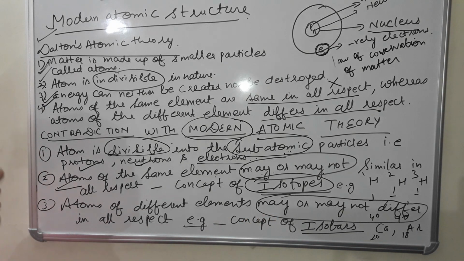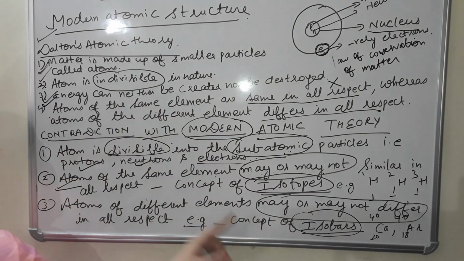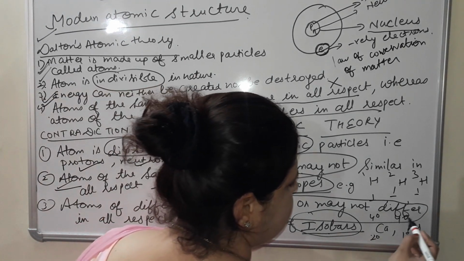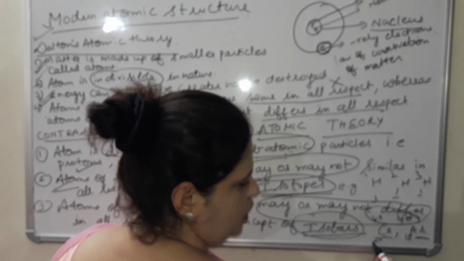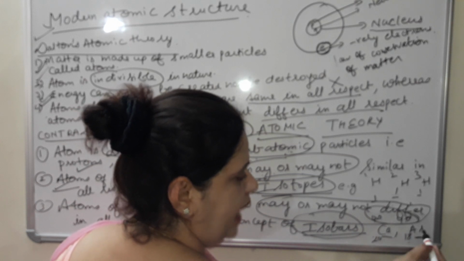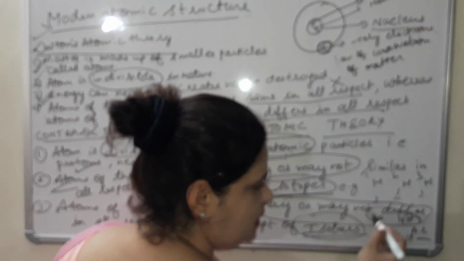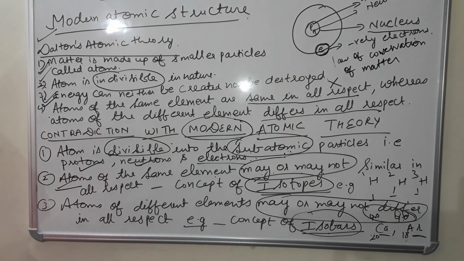This is due to the concept of isobars. What are isobars? Isobars are the atoms of the different element with different atomic number but with same mass number. जैसा कि कैल्शियम और आर्गन में है, atomic number 20, atomic number 18, but mass number is same. Atoms of different element have some similar property. So this is the contradiction between Dalton's atomic theory and modern atomic theory.